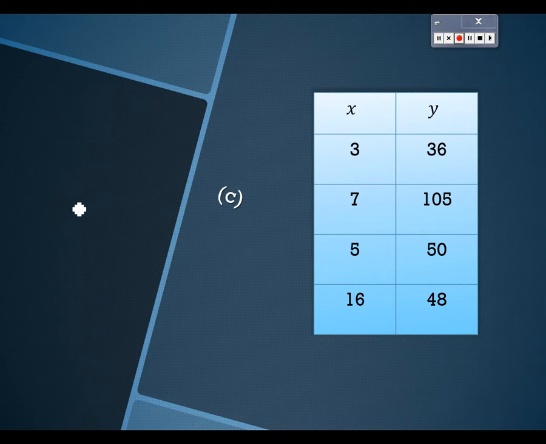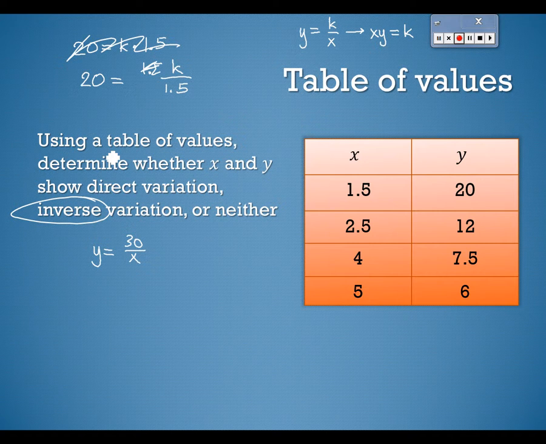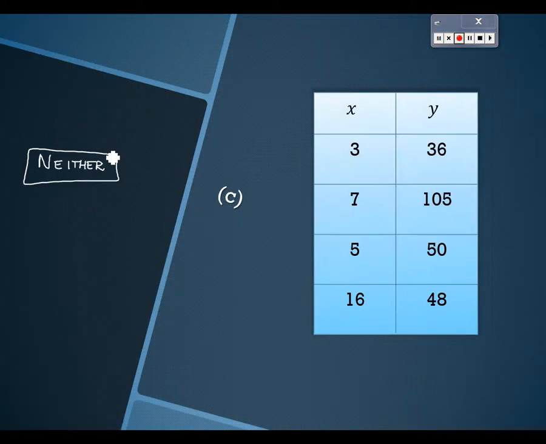It's not direct. It's not direct? It's not inverse. It's not inverse either? All right, well then it's neither, right? If it's not one or the other, then it's neither. Okay. What about the other one? Well, it wouldn't be joint because we have that third column with a z in it or something, right? The question I asked originally was, is it direct, inverse, or neither?